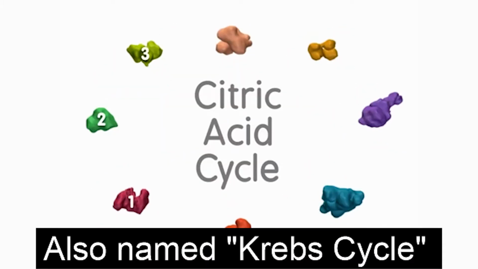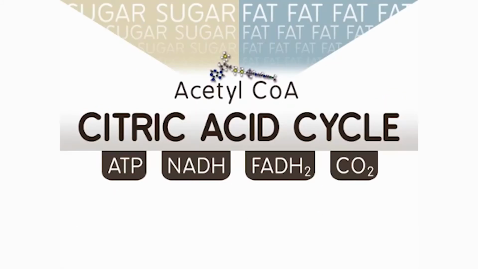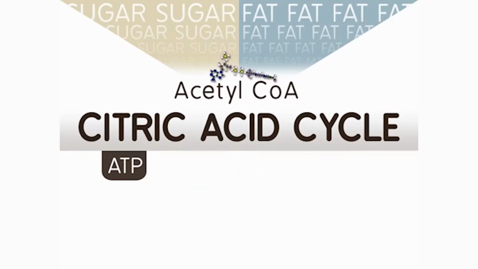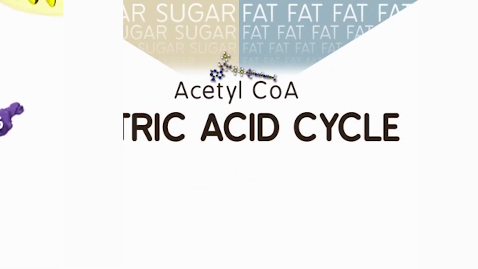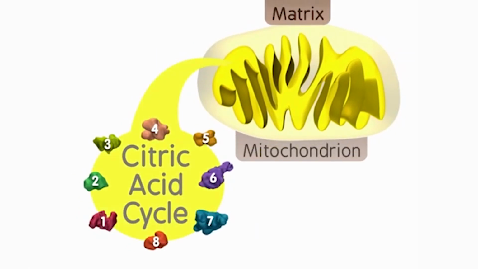The second stage, which is called Krebs cycle, is the stage in which glucose and other molecules are broken down into carbon dioxide and water to release ATP. This happens in the matrix of the mitochondrion.